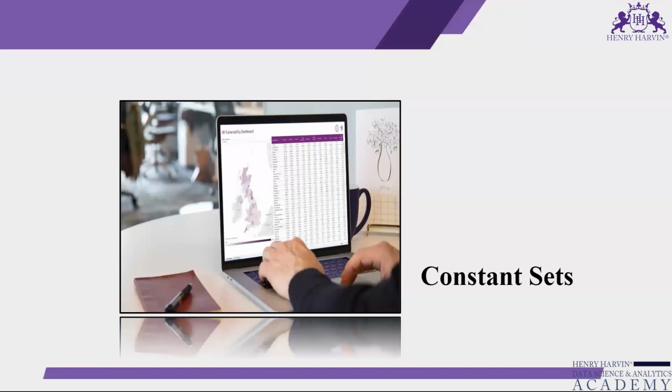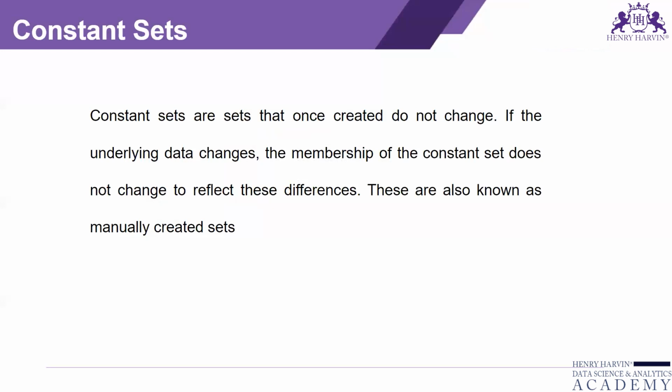Now the next one is constant sets. Constant sets are the sets that once created do not change. If the underlying data changes, the membership of the constant sets does not change to reflect these differences. These are also known as manually created sets.